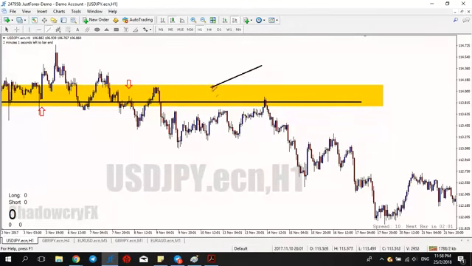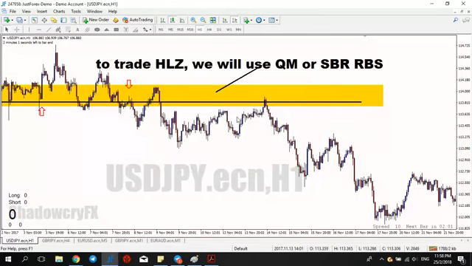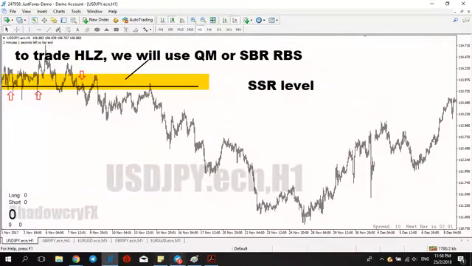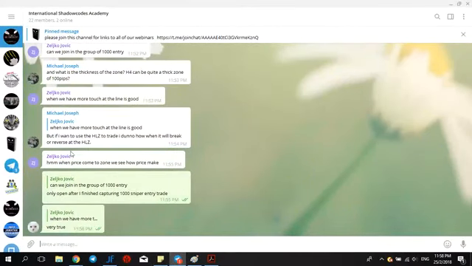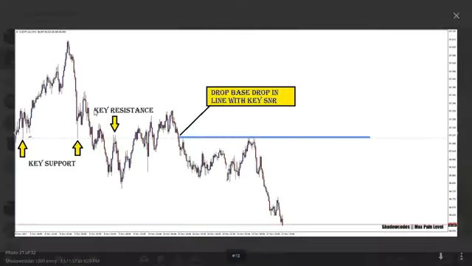Okay, how to trade this? Okay, to trade HZ, we will use QM or SBR, RBS. Okay, we use QM or SBR, RBS in this zone. Okay, so for example, the trade using HLZ, the entry will be something like this. Wait a moment. Okay, something like this.